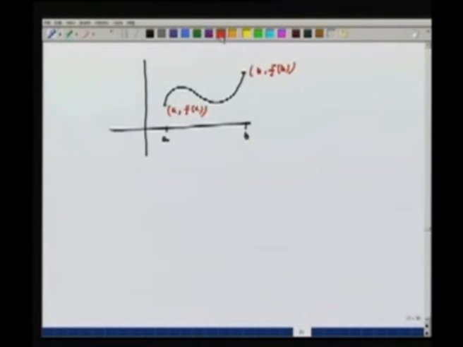Now, I can draw the line joining (A, f(a)) and (B, f(b)). This is the line. Then I can draw the tangent line also, let us say at this point. This is the tangent line. Now, what is the slope of the line joining (A, f(a)) and (B, f(b))? Well, I can actually write down the equation of this line. That is what I am going to do now.